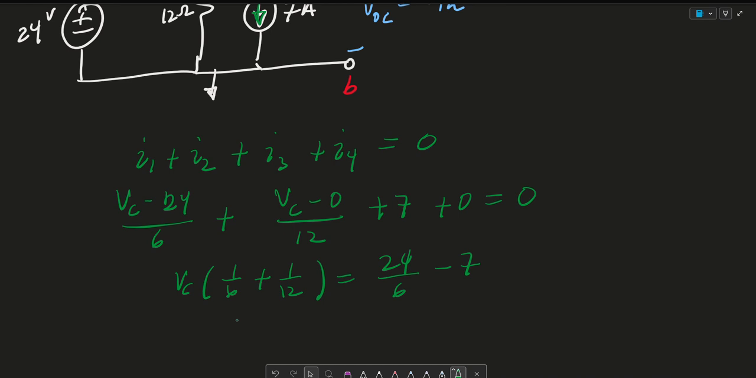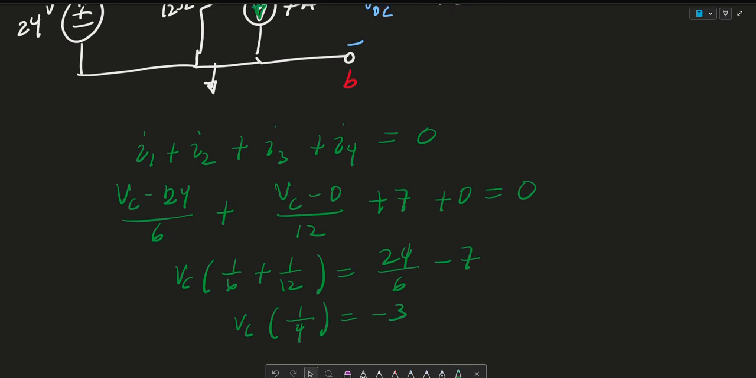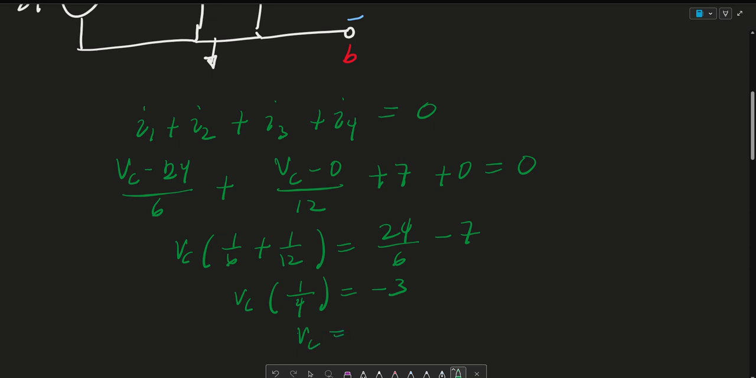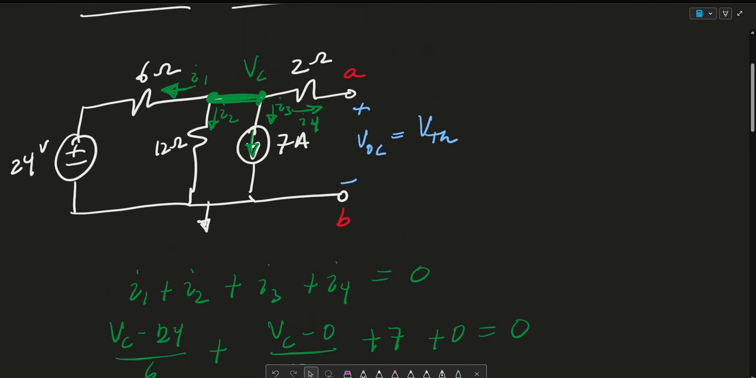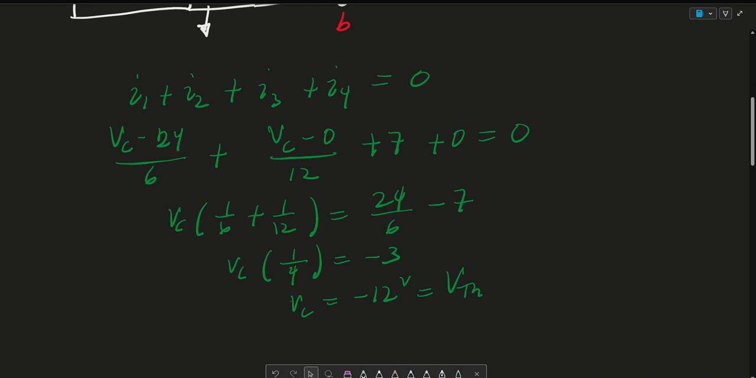Doing the algebra on this, you get VC times 1 over 4 is equal to -3. So VC is equal to -12 volts. Again, this is equal to VTH simply because if I consider that my VTH is here and VC is a drop across this resistor and they're both in parallel, voltages in parallel are the same. So this holds true.